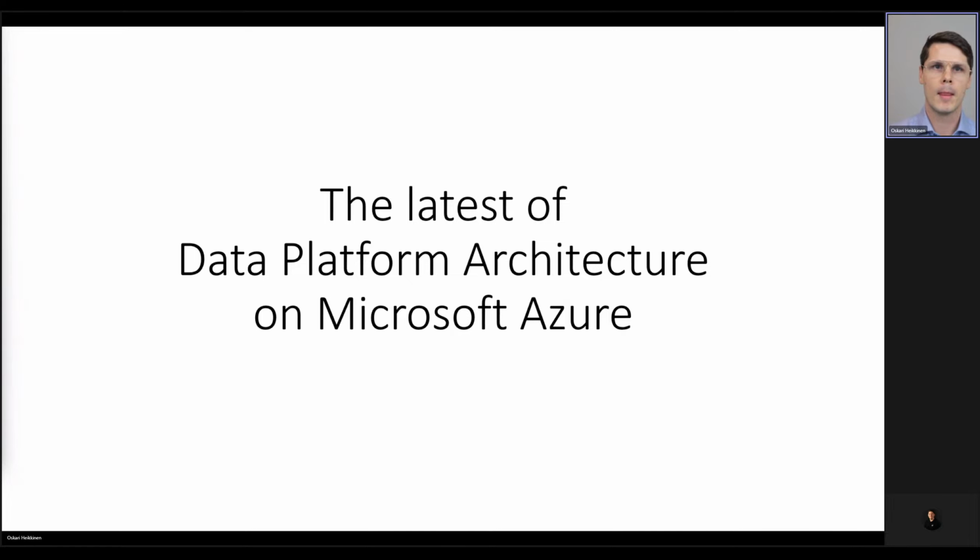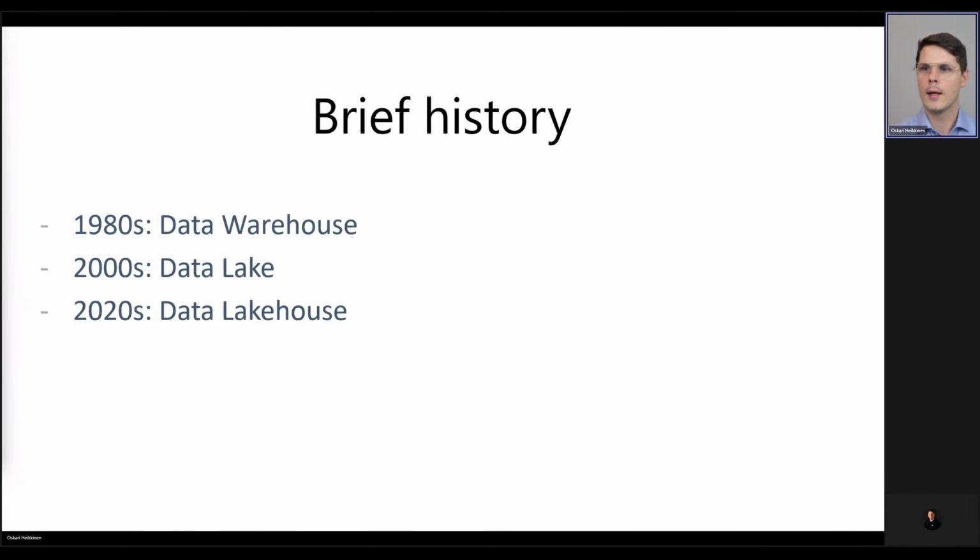So the brief history of building data analytics solutions, mainly data warehousing, that's where we're coming from. So organizations have been doing data warehousing using relational databases since 1980s.